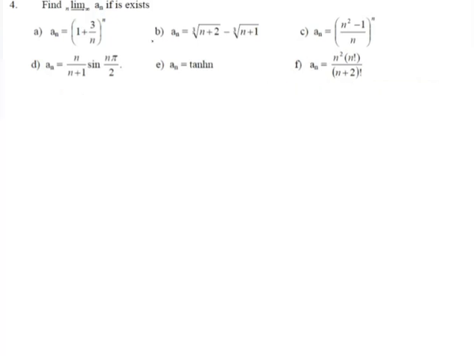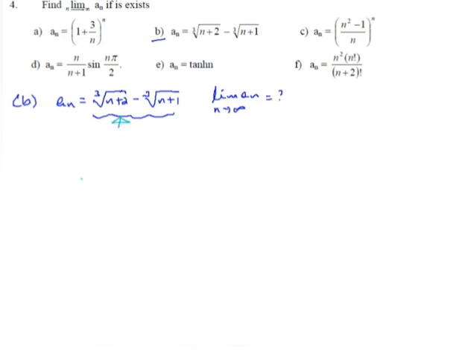Now let's see the B part. In B we have a sequence a_n equal to cube root of n plus 2 minus cube root of n plus 1. So we will evaluate the limit of this sequence a_n as n approaches infinity. To evaluate this limit, we need to write these radicals in some other form by rationalizing.